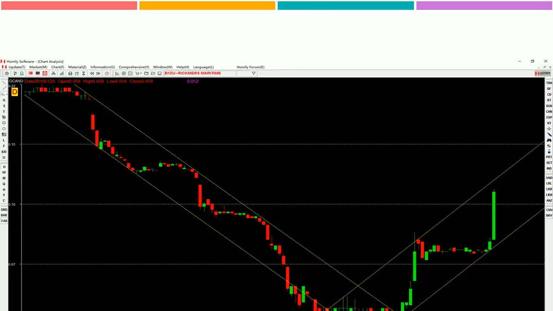Then we can see this one. Sell point, buy point, sell point, buy point. Okay, so here buy or sell, buy point. Okay, then you should know how to judge.